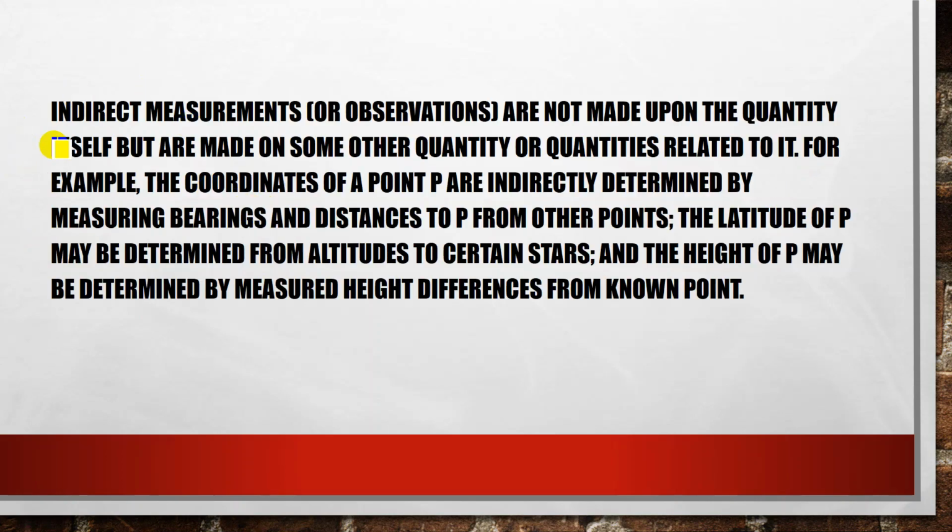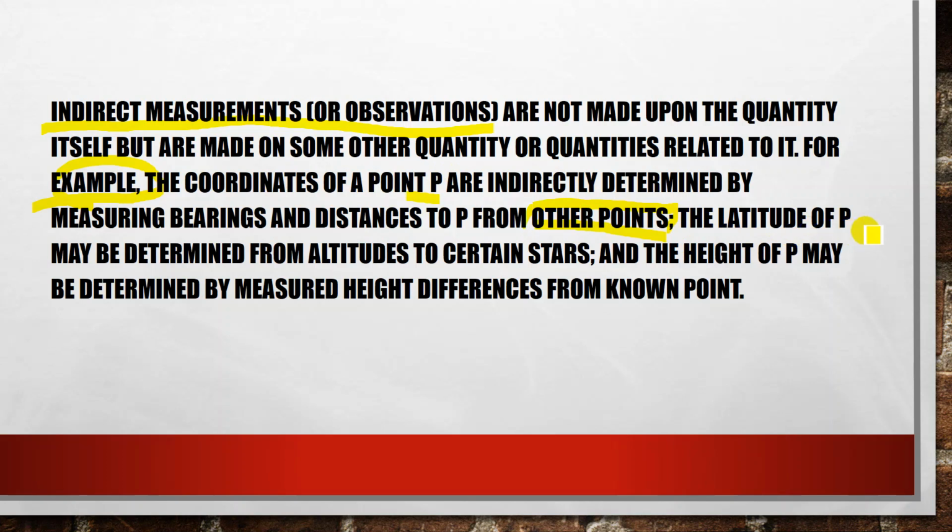So, next naman po yung indirect measurements or observations. So, gumagamit po tayo dito ng formulas. Yung nagde-derive tayo. So, ito po yung halimbawa. Example, the coordinates of a point P are indirectly determined by measuring bearings and distances to P from other points. So, yung coordinates daw po ni point P ay makukuha mo from the other points. So, gagamit po kayo ng formula para makuha nyo si P.